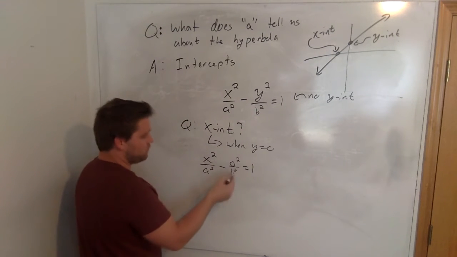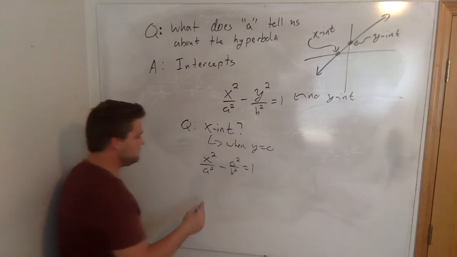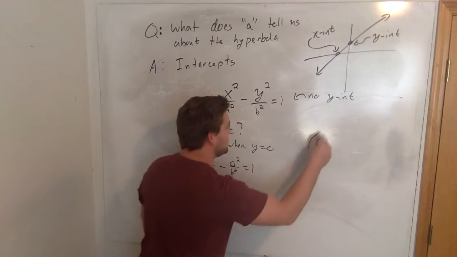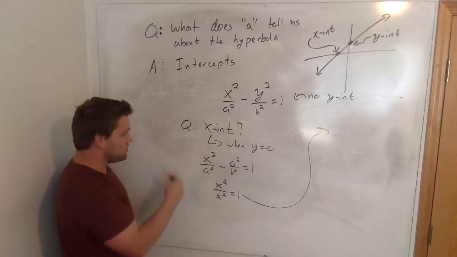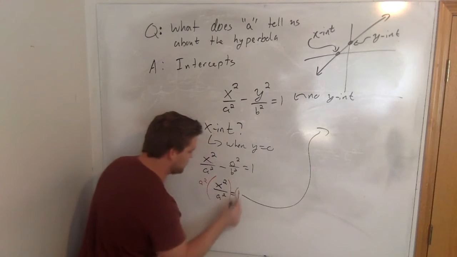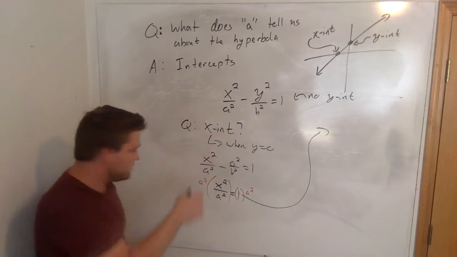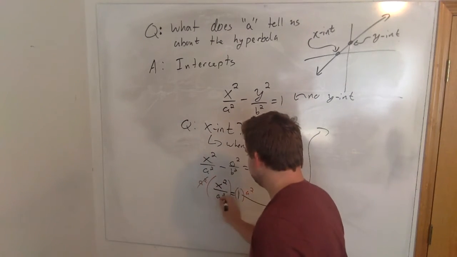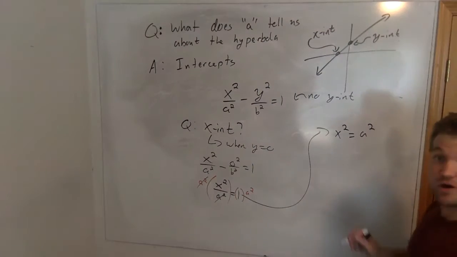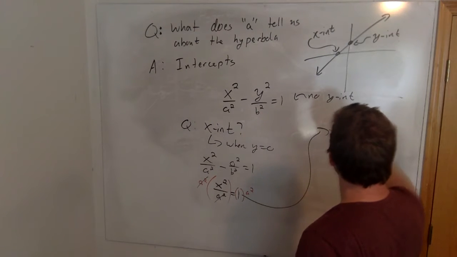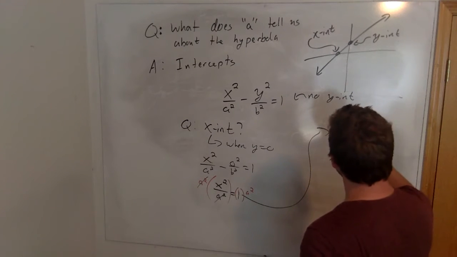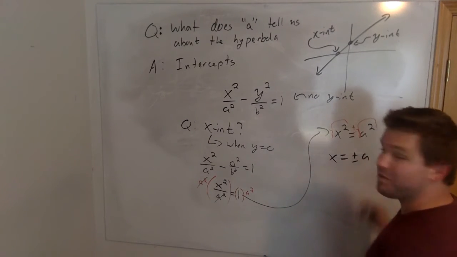Well, 0 squared over b squared will be 0 over b squared, which is just 0. So we'll get x squared over a squared equal to 1. To solve for the x-coordinate of the x-intercept, we can multiply both sides by a squared, so these cancel. We get that x squared is equal to a squared. Now if we square root both sides, we don't want to forget the plus or minus: x could be equal to plus or minus a.